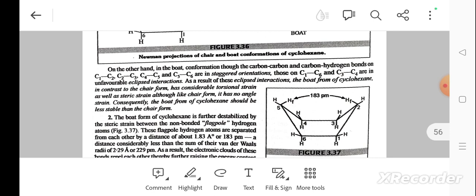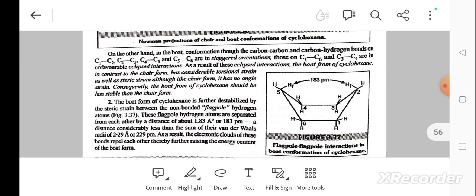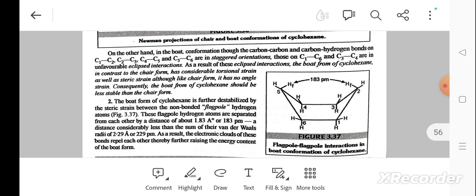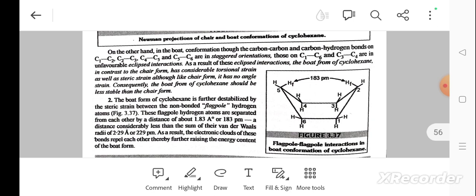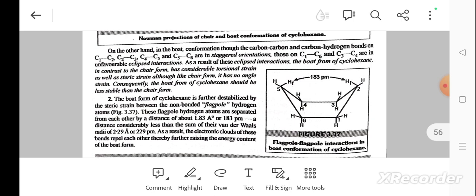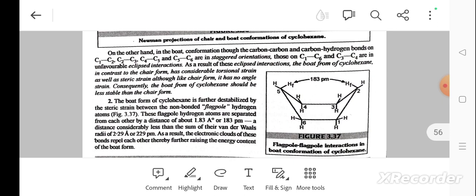On the other hand, in the boat configuration, though the carbon-carbon and carbon-hydrogen bonds on the two sides are staggered, those of C1 and C6 and C3 and C4 are eclipsed, in contrast to the chair form, and it has considerable torsional strain as well as steric strain. Although like the chair form it has no angle strain, consequently the boat form of cyclohexane should be less stable than the chair form.